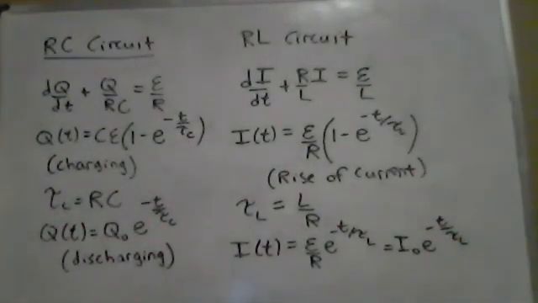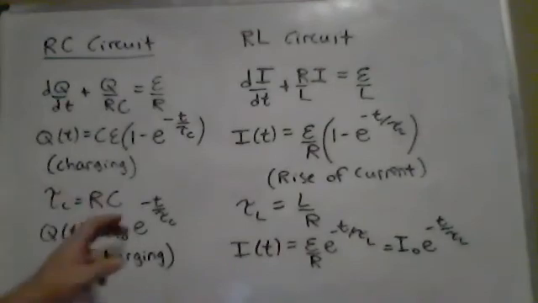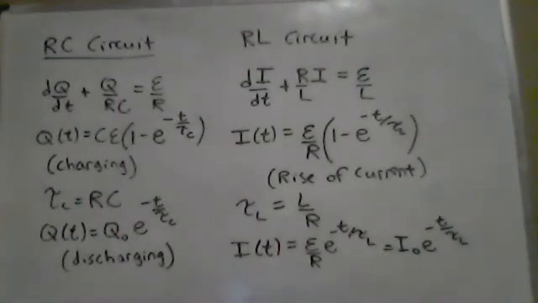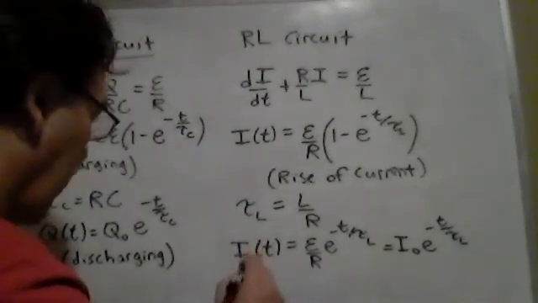Again, this is the inductive time constant. The inductive time constant is L over R in units of seconds. The capacitive time constant is RC, again, units of seconds. And this is the falling current.